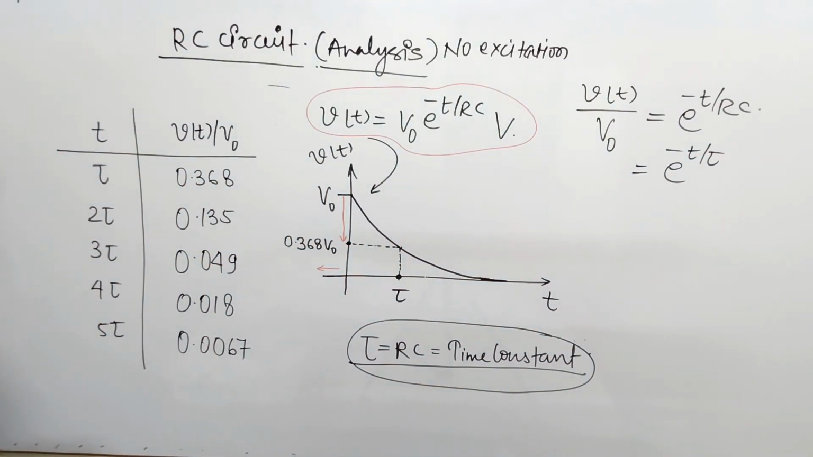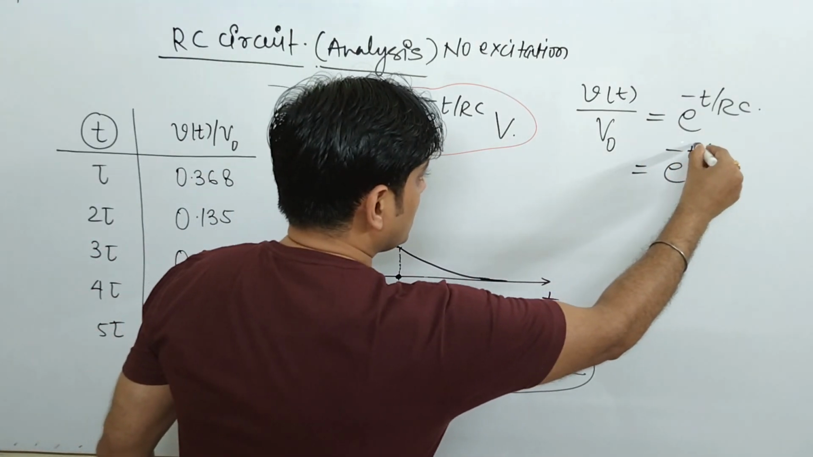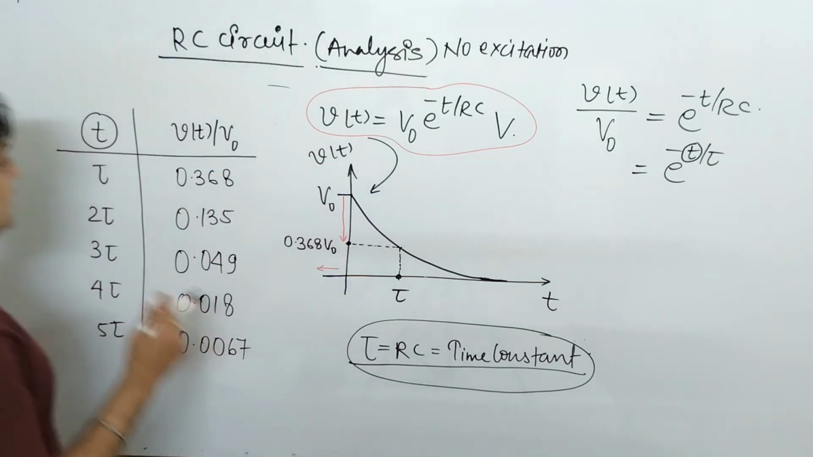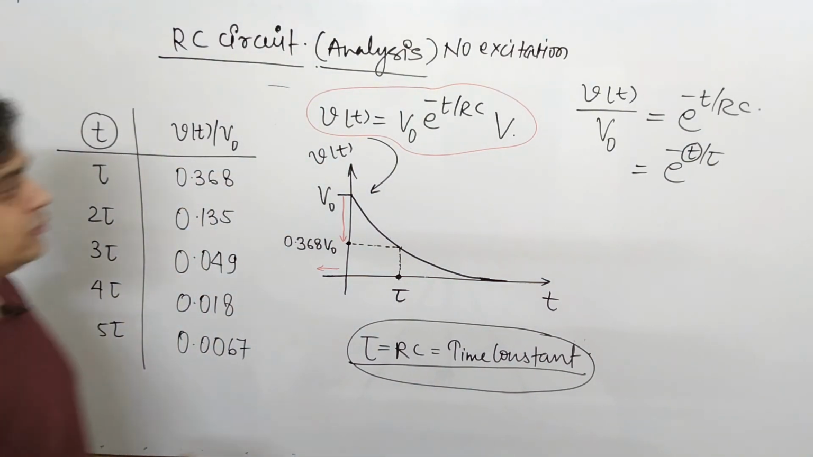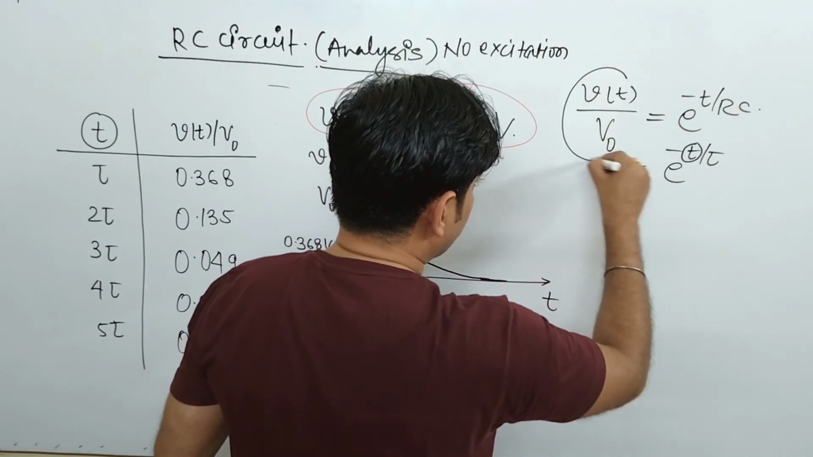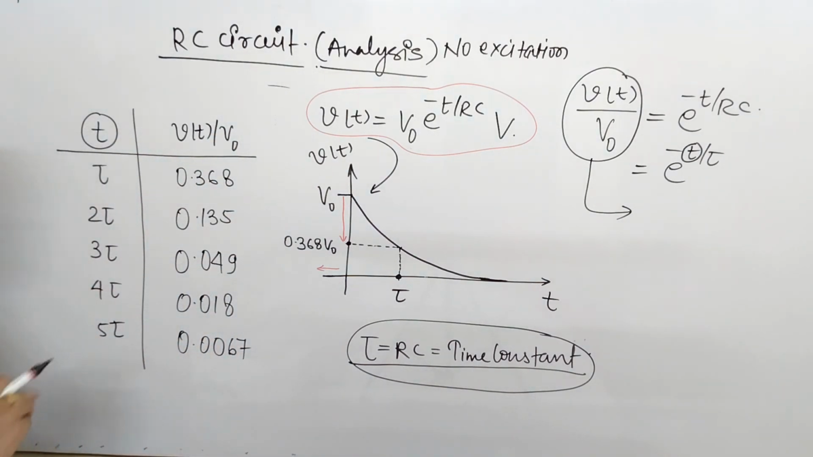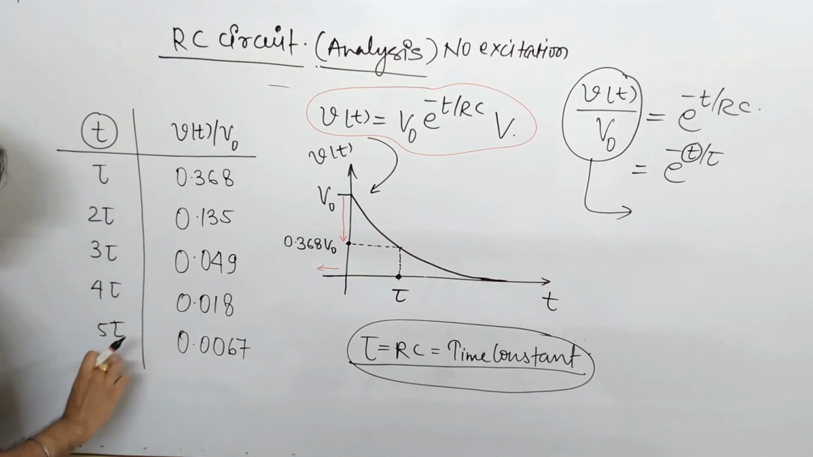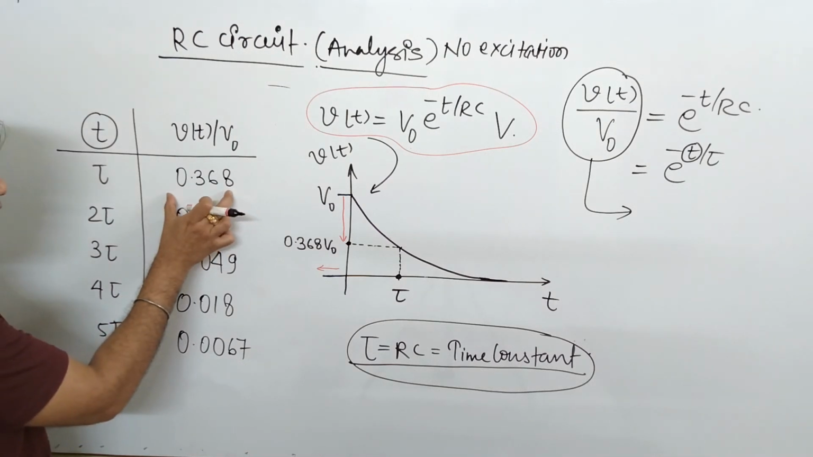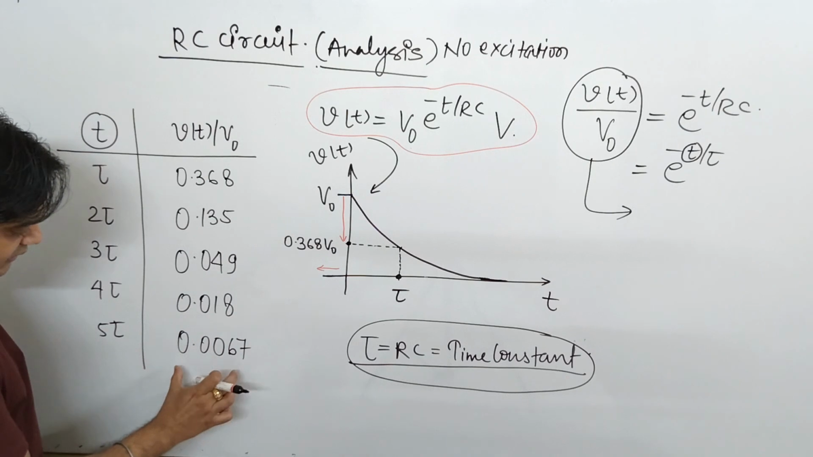So if you put the value of t as tau, 2 tau, 3 tau, 4 tau, 5 tau in this manner, you can find the different values of Vt upon V naught. I have just found those values. Why? Just try to understand. For t equal to tau to 5 tau, these are the responses. Initially it was 0.368, then 0.135, then 0.049, 0.018, 0.0067.